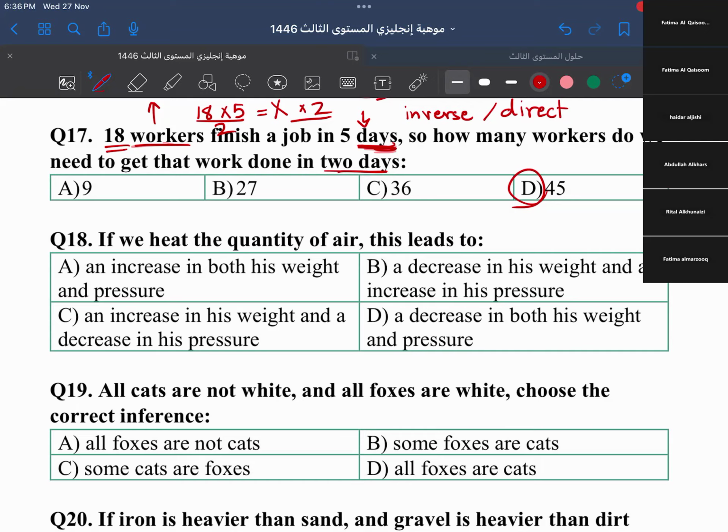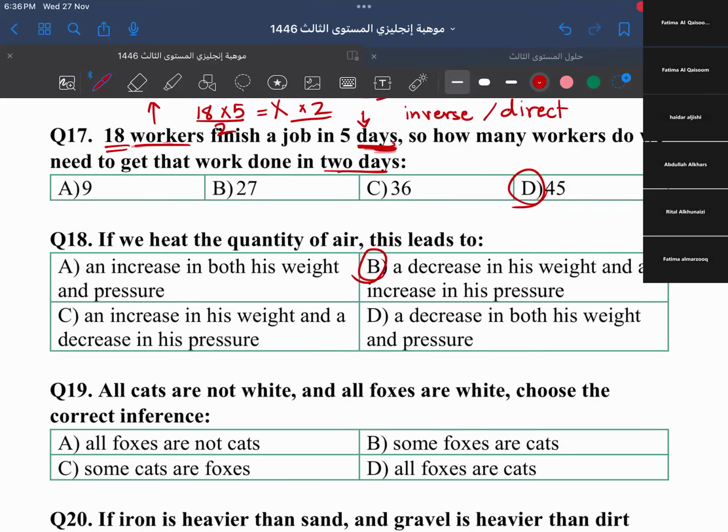B or D? Yeah. B, yes. So it is going to be B. Excellent. So here they're asking if I heat the air, what is going to happen to the weight? So why do you think the weight would decrease?